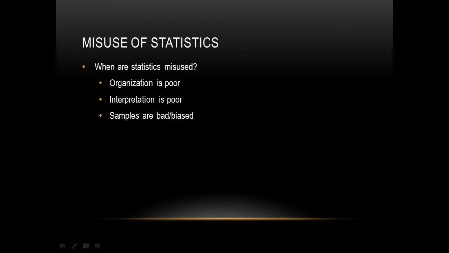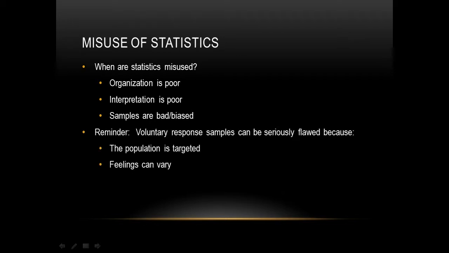There's definite interpretive feelings behind everyone. The last thing is samples can be bad or biased, especially if they're voluntary. And depending on how the samples are taken, in terms of, are they taken with a select population, with a more general population, does it target a group, does it not target a group, etc. And just a reminder to you that voluntary response samples can be seriously flawed because of the fact that the population is targeted and that people's feelings can vary significantly depending on the topic that you're talking about. Again, we've talked a lot about how politics becomes a big-time hot-button issue, especially these days. Finances can become a hot-button issue. Things can really throw some statistical analysis out of whack.